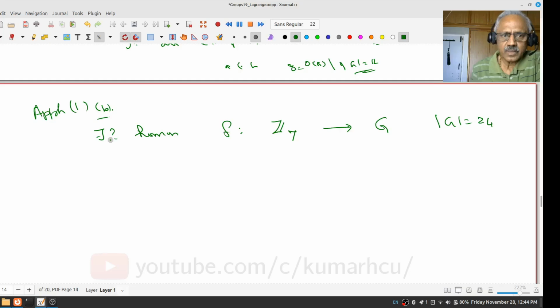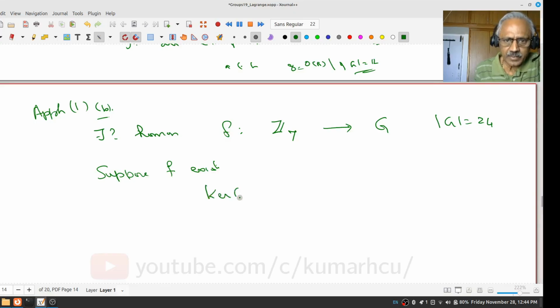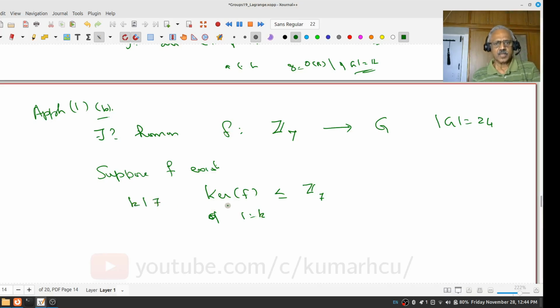Right? So, suppose such an F exists. There may be many, choose one. Now, let us look at what we are going to use. I know the kernel of F is a subgroup of Z7. Let us assume its order is K. Therefore, K must be a divisor of 7. What is K? K is the number of elements in the kernel. Therefore, what are the possibilities? K must be 1 or 7.